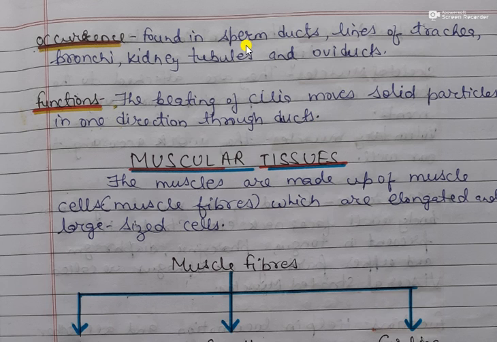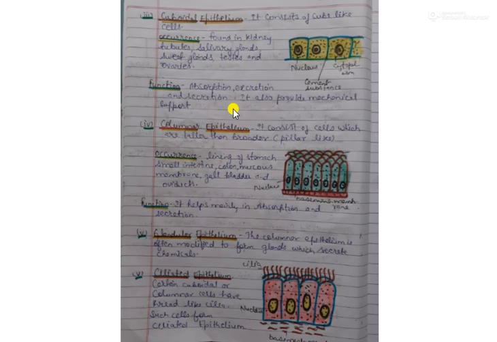Ciliated epithelial tissue is mainly found in sperm ducts, lining of trachea, bronchi, kidney tubules, and oviducts. The function of this tissue is to push solid particles in one direction through the beating of cilia. So students, this was all about the epithelial tissue.